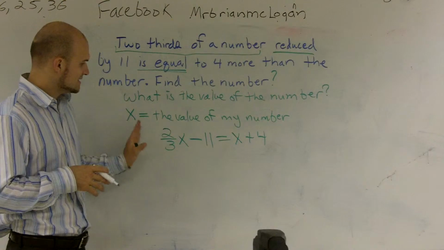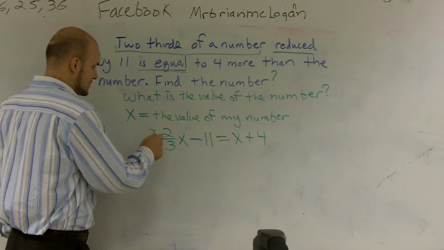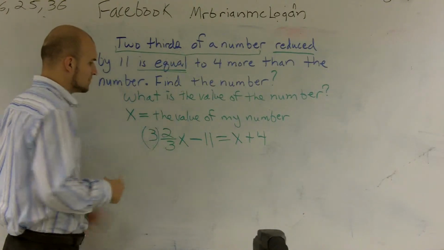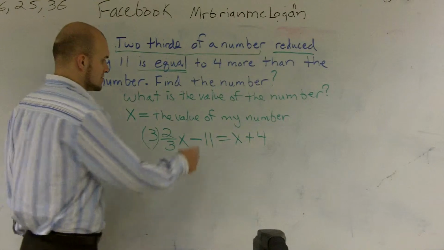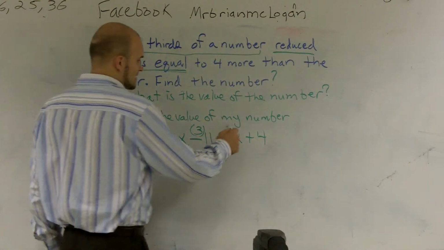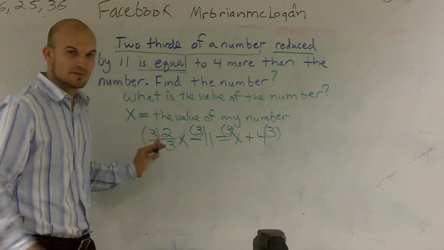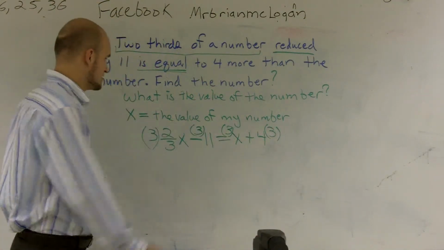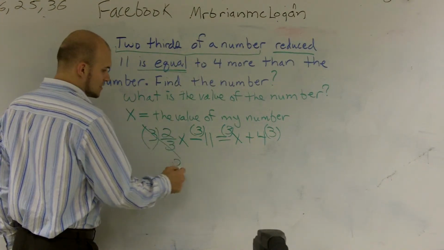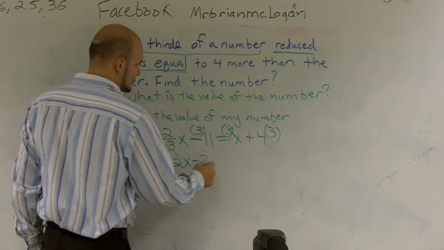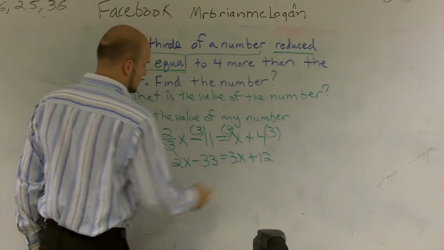First thing that I would do with this fraction, I don't like having fractions, so I like to multiply it by 3. However, you can't just multiply a fraction by 3 and not multiply the rest of the equation by 3. So I'm going to have to multiply everything times 3. A lot of times we represent that by 3 outside parentheses, and we use the distributive property all the way across. So now those 3's cancel out to give me 1. 2 divided by 1 is 2. So I'm left with 2x minus 33 equals 3x plus 12.